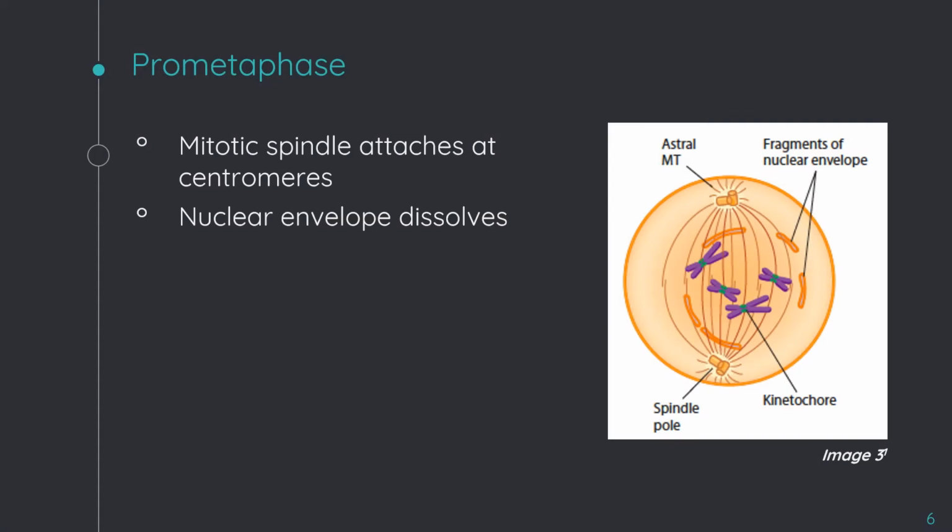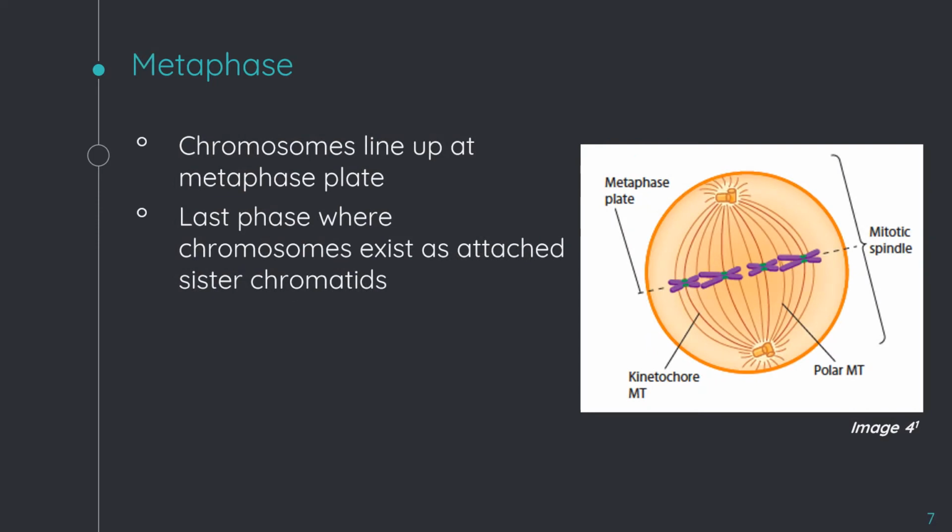Next, in prometaphase, which is shown here, the mitotic spindle attaches to the chromosomes at the centromere and the nuclear envelope dissolves. In metaphase, chromosomes line up at the center of the cell, which is also known as the metaphase plate, as you can see in the image. This is the last phase where sister chromatids exist.